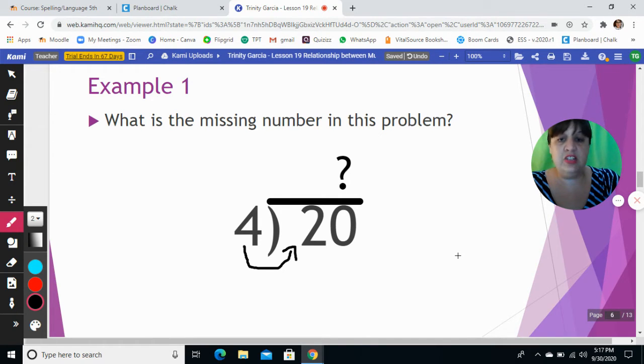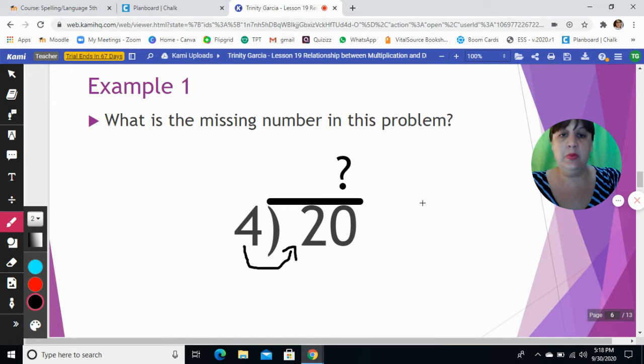Okay, 4 into 20. Whatever your number is inside the box is what's getting divided up, and the number on the outside of the box is the number that you're dividing it by. Give me a moment here to flip my book over. All right, so we know some multiplication, right? And we can use our multiplication to help us solve this division problem.